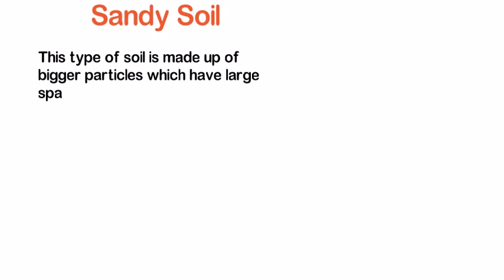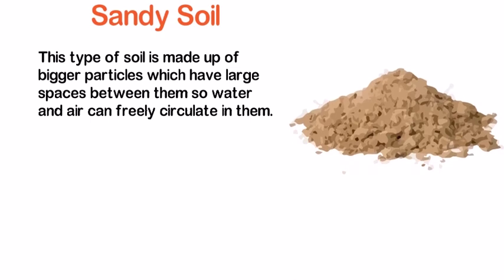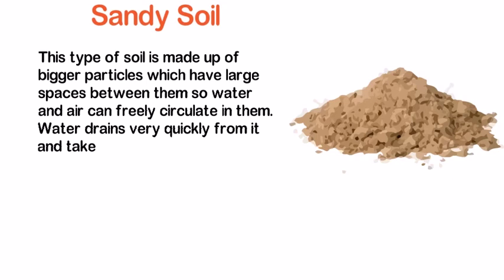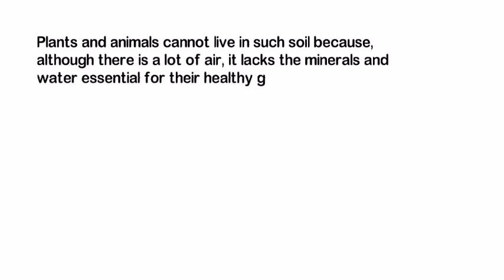Sandy soil. This type of soil is made up of bigger particles which have large spaces between them so water and air can freely circulate in. Water drains very quickly from it and takes away most of the minerals with it. Therefore, this type of soil is also called hungry soil. Plants and animals cannot live in such soil because, although there is a lot of air, it lacks the minerals and water essential for their healthy growth.